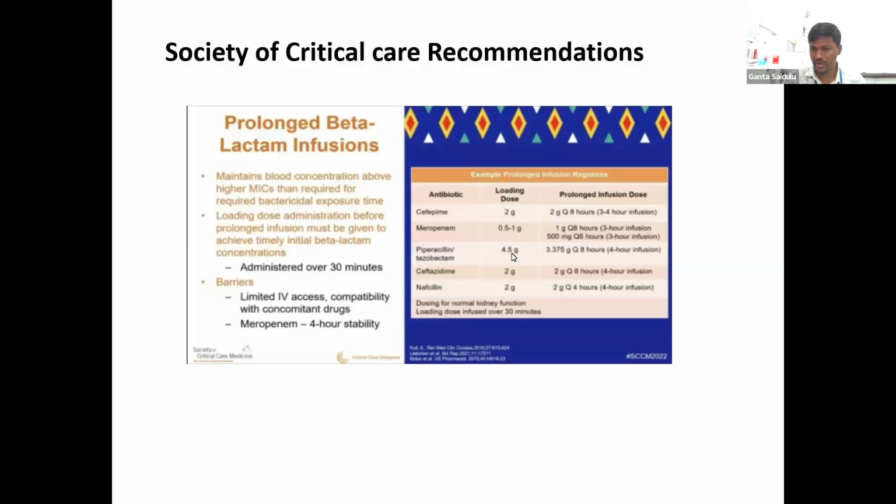And Pip-Taz 4.5, but the recent Italian and French guidelines recommend 9 grams for Pip-Taz when you are hitting higher MIC target organisms, or the patient already has E. coli, ESBL, so now you are treating empirically. Then your loading dose should ideally be 9 grams, not 4.5 grams. Then the next dose should be 4.5 grams over a 4 hour infusion. And ceftazidime 2 grams, and nafcillin 2 grams.